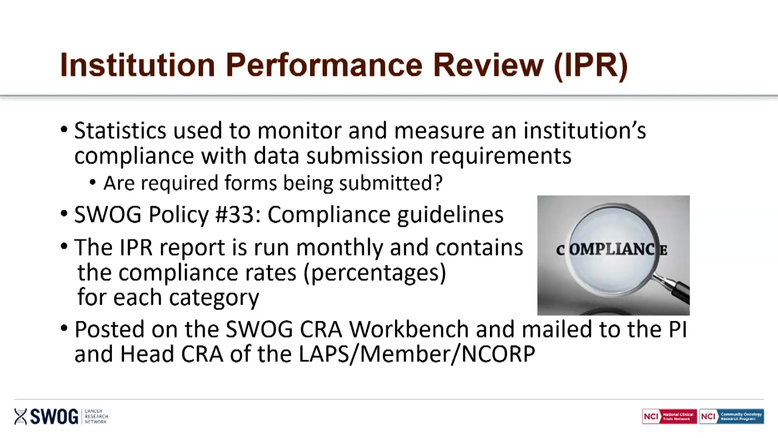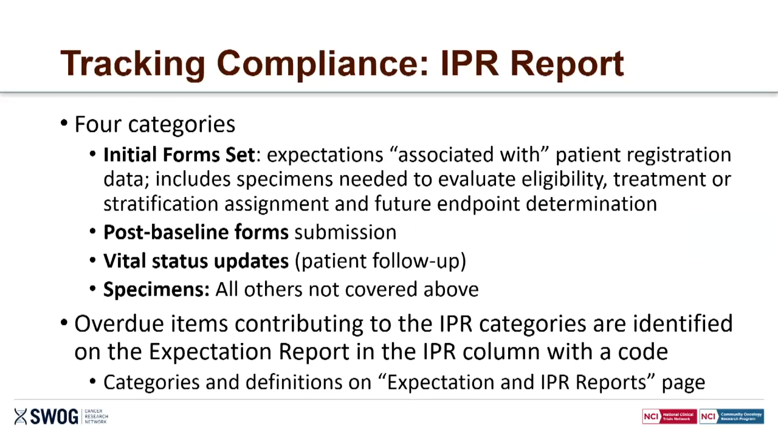It's run monthly and contains the compliance rates or percentages for each category. And it's posted on the SWOG CRA workbench, but also mailed to the head CRA and PI monthly. But you can always get to that IPR report. So when we talk about IPR, there are 4 different categories that we'd look at.